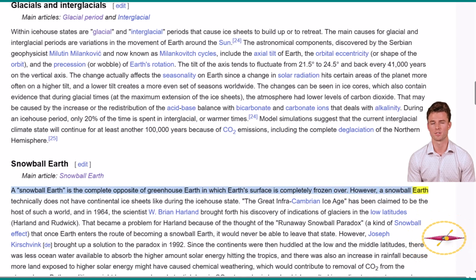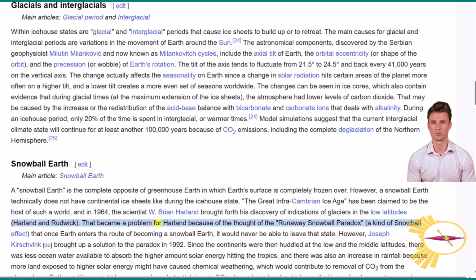However, a snowball Earth technically does not have continental ice sheets like during the icehouse state. The Great Infracambrian Ice Age has been claimed to be the host of such a world, and in 1964, the scientist W. Brian Harland brought forth his discovery of indications of glaciers in the low latitudes, Harland and Rudwick.